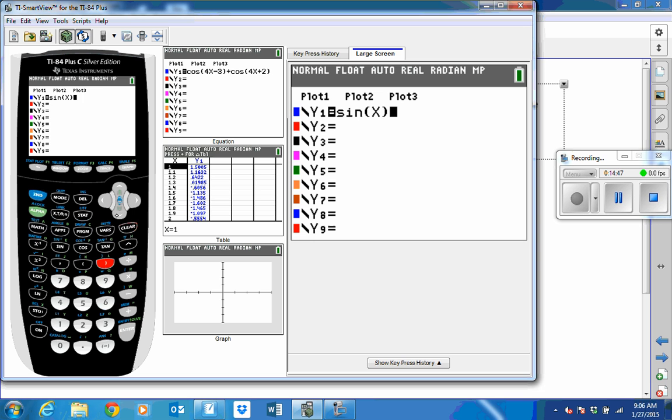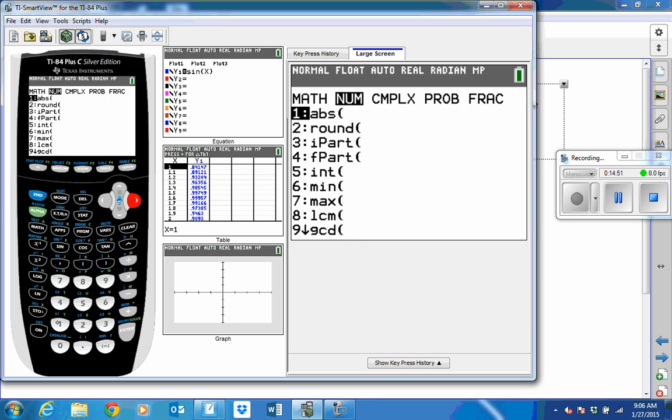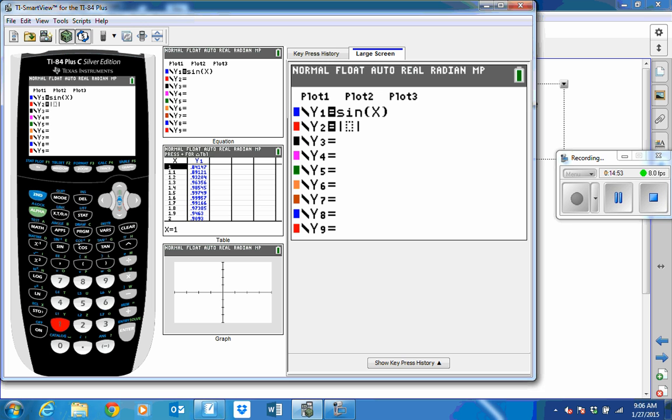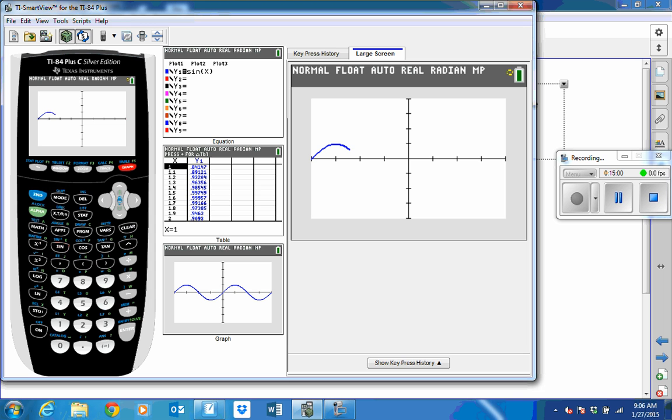for y sub 1, and let's put in the absolute value. So go to math, scroll over to number, and let's do the absolute value of sine of x. And let's compare these. So the blue is showing our sine of x, like we know so well, and the red is showing the absolute value.